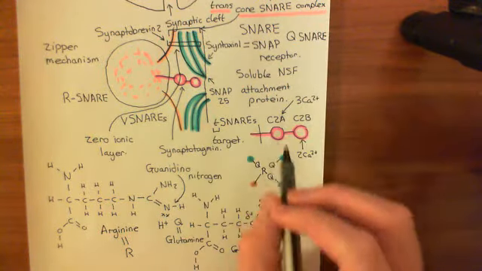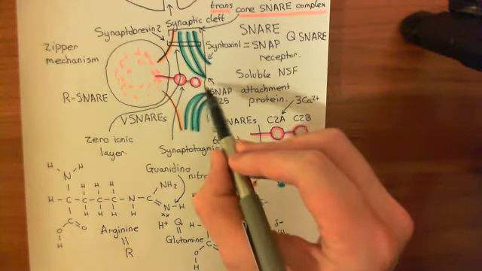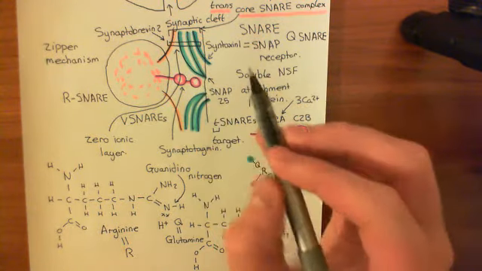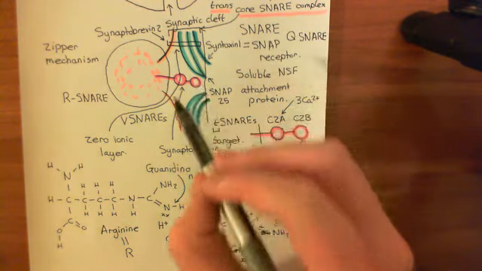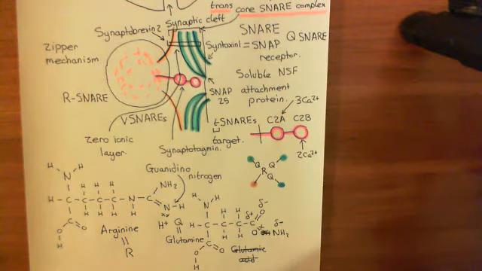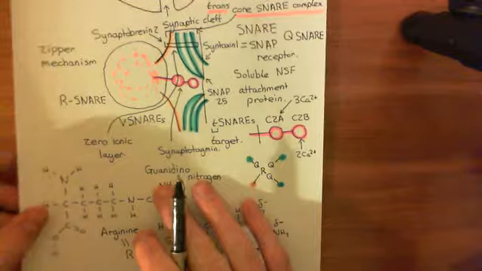Another thing is that this C2A domain is going to bind to a component of the phospholipid bilayer known as phosphatidylserine, okay? And finally, the other thing is that the C2B domain is going to bind to a component of the phospholipid bilayer known as phosphatidylinositol 4,5-bisphosphate. So let's go over to the whiteboard and discuss this in a bit more detail.